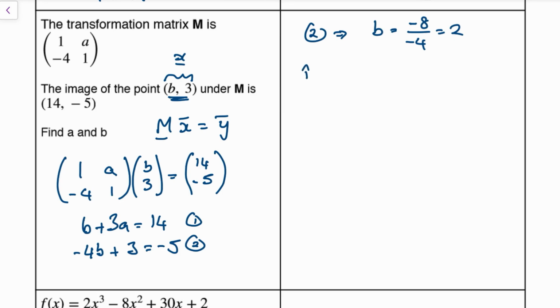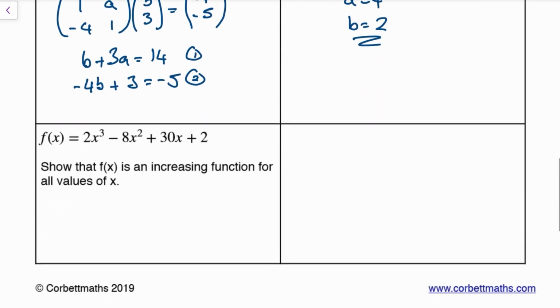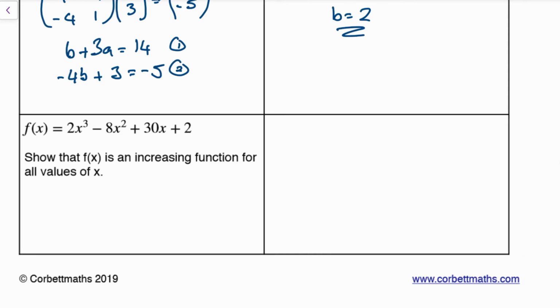And then using equation 1, where I know that B is 2, I've got 2 plus 3A is equal to 14, which means that 3A is equal to 12 or A is equal to 4. And that's it, actually not terrible at all. So A is 4 and B is 2, question done. Next question. Okay, last question.